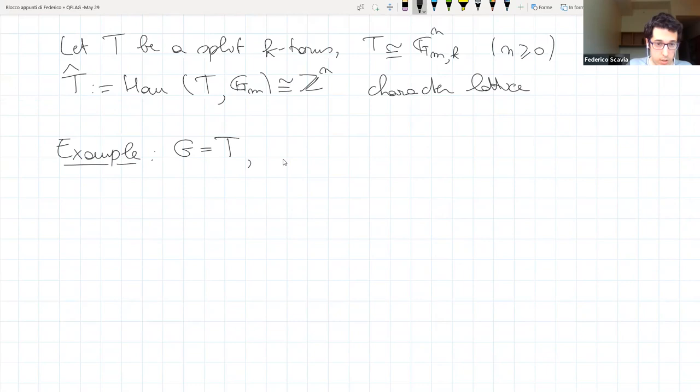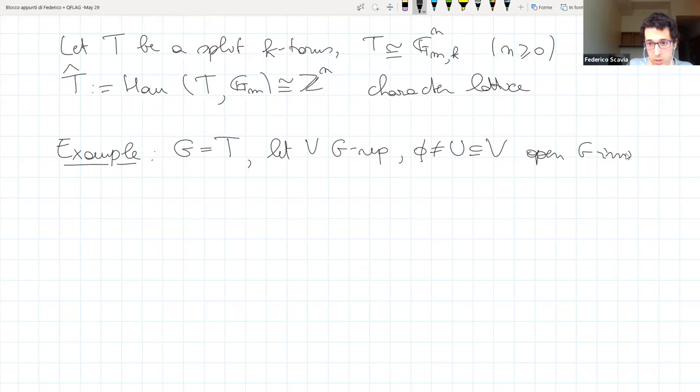So if G equals T, let V be a G representation, and U again a non-empty open G-invariant subscheme such that the codimension of the complement is at least 2, and there exists a T-torsor U goes to U modulo T.